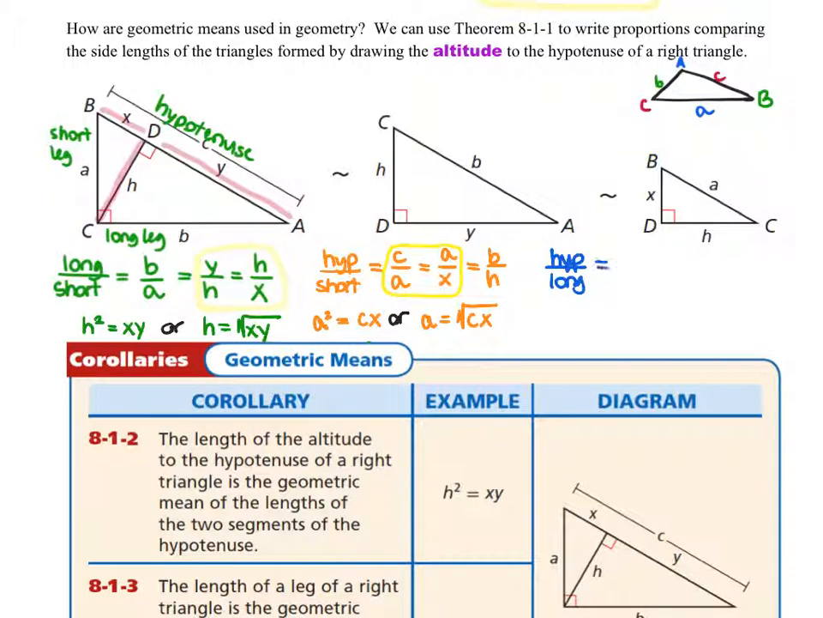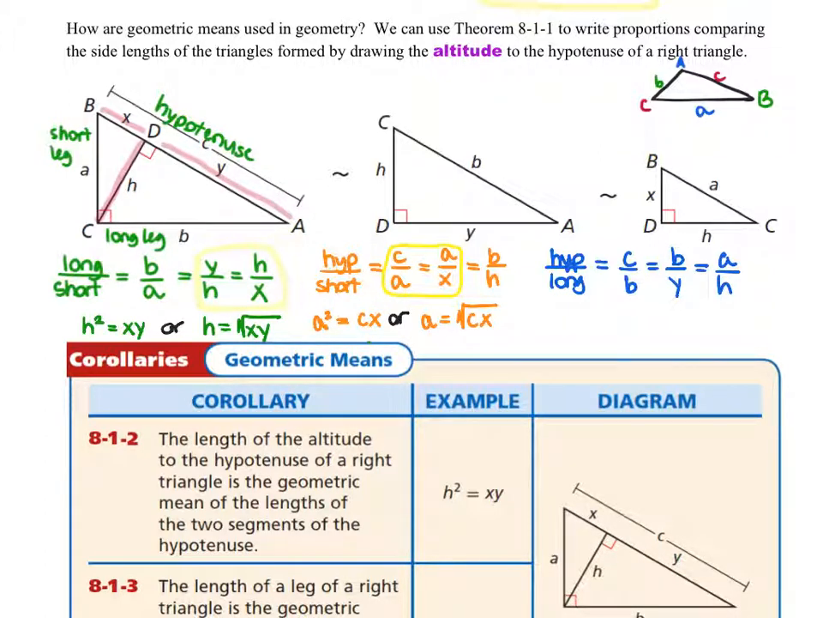Okay, once again, I'm going to start with the large triangle. The hypotenuse is C, the long leg is side length B. Then we're going to go to the medium-sized triangle where the hypotenuse is B and the long leg is side length Y. On the little triangle, hypotenuse is A and the long leg is side H.